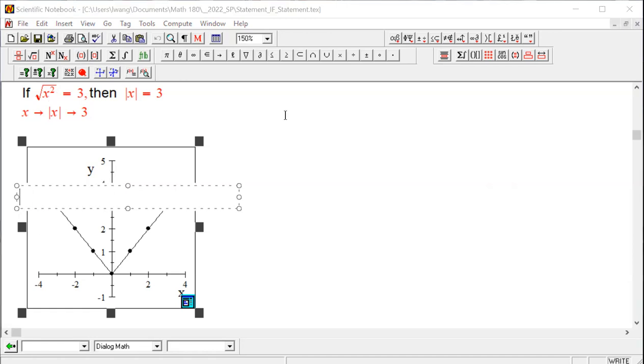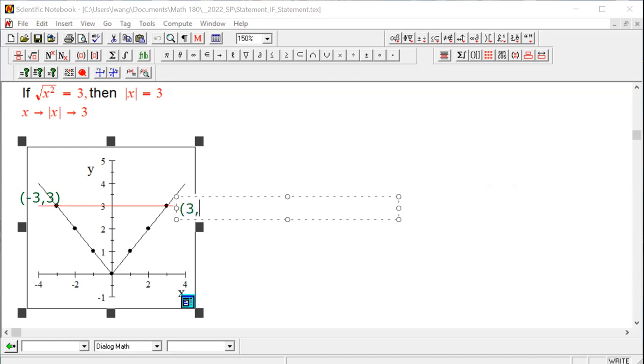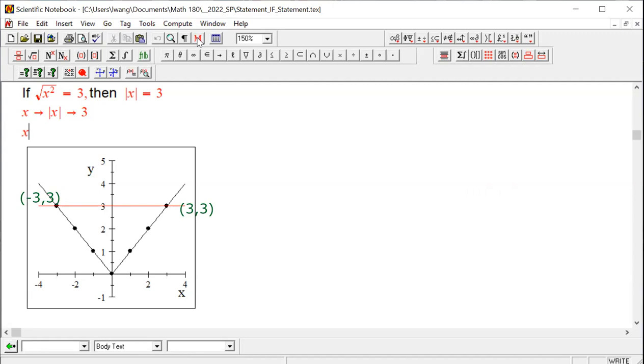Each one of these crossings: there's a (-3, 3), and there's another point, which is (3, 3). It tells us when the input is -3, the output is 3. When the input is 3, the output is 3. So we have two solutions. The solution would be either -3 or +3. Not "and", because x can only assume one value at a time.